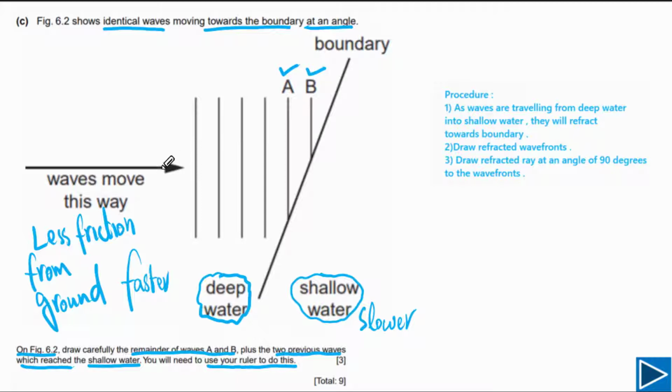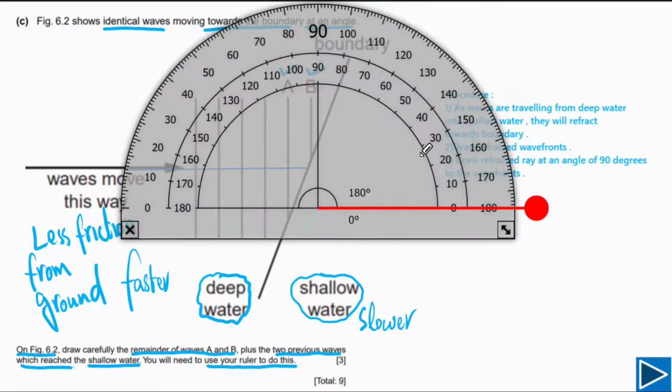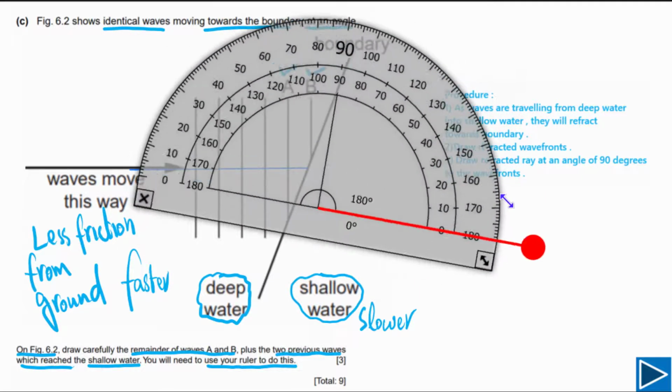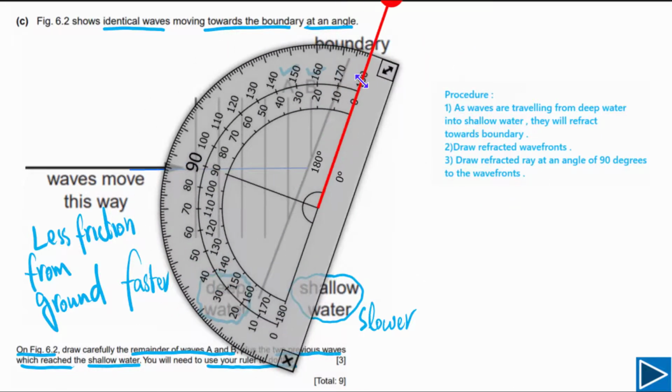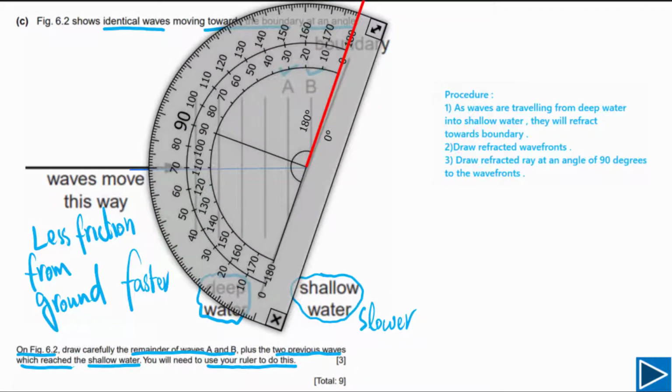In order to draw refracted rays, we need to extend this ray. So we will extend this ray. So this is our ray. Now the next step, we need to draw the normal to the surface. For that purpose we will need a protractor, but you can also draw without a protractor if you are very confident. If not, we can simply use a protractor. So this is how we need to align. We will align our protractor here and we will draw the normal line. We will draw the normal from here. So this is the normal to the surface.